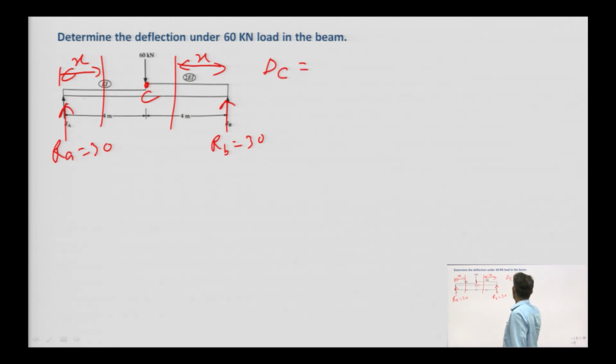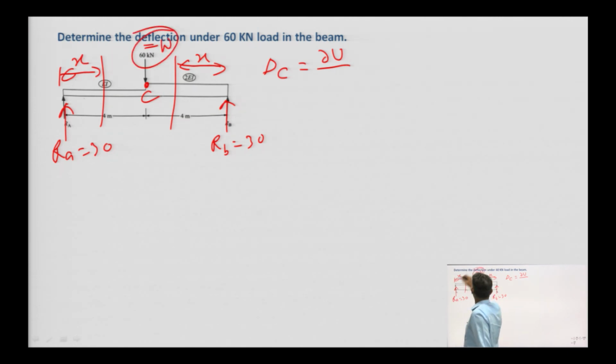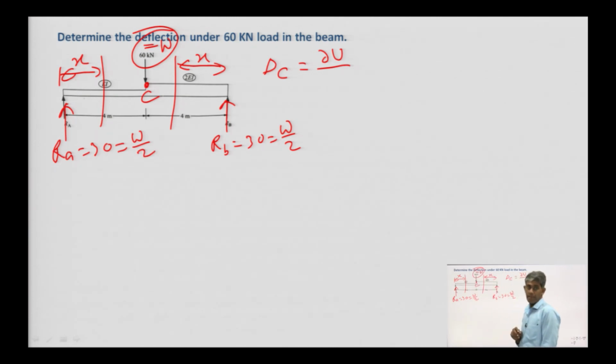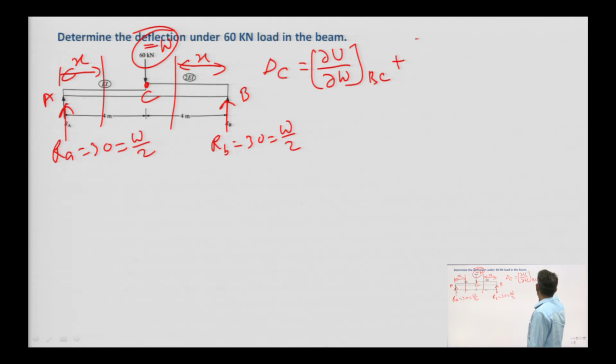Okay. So, this point is C, delta C. Replace the 60 kilonewton load by W. So, it is W by 2, not 30. Okay. Del u by del W for segment BC, suppose this point is B and this point is A, plus del u by del W for segment AC.